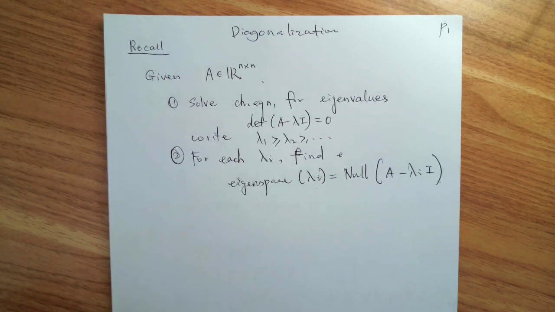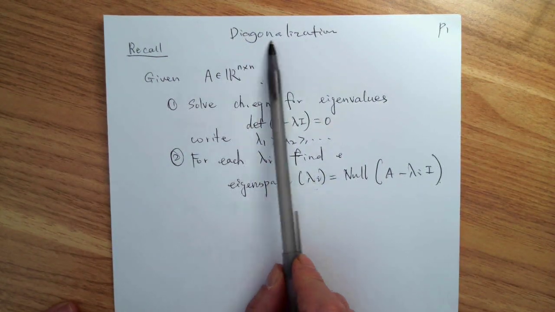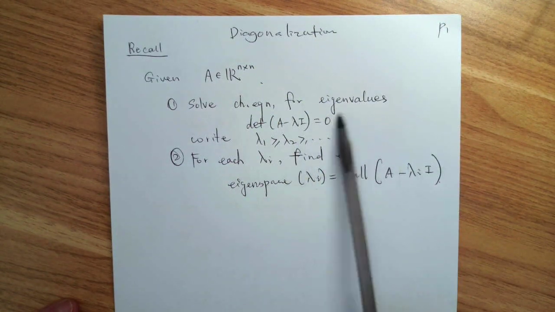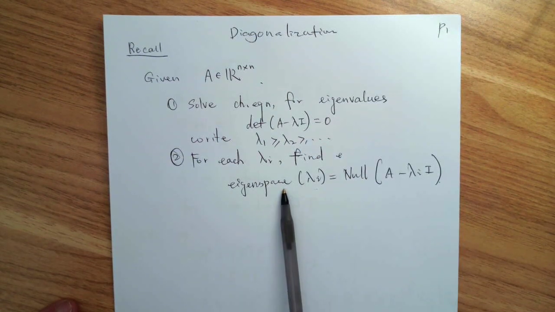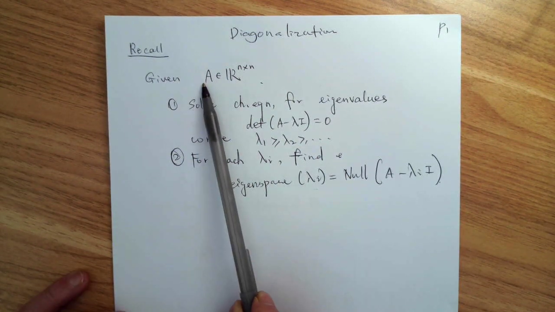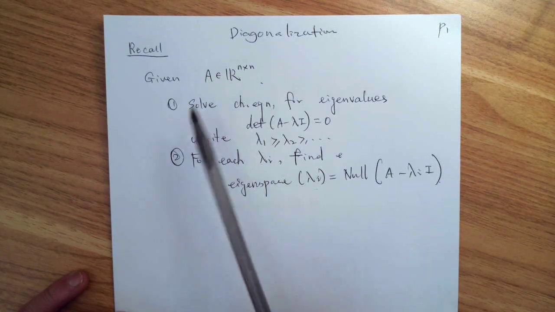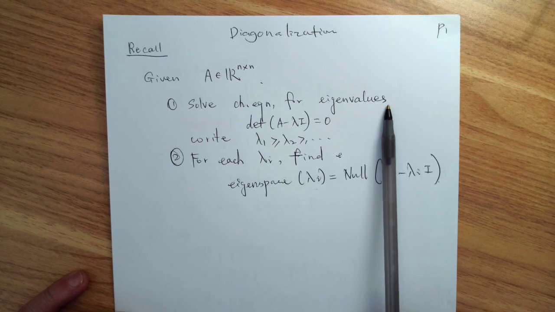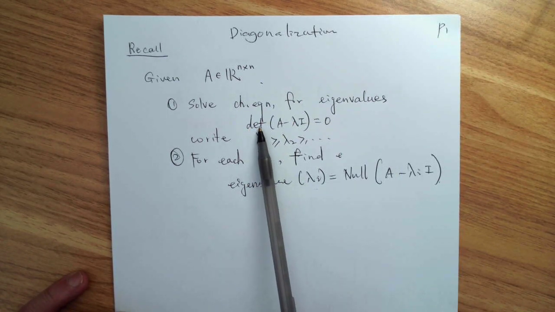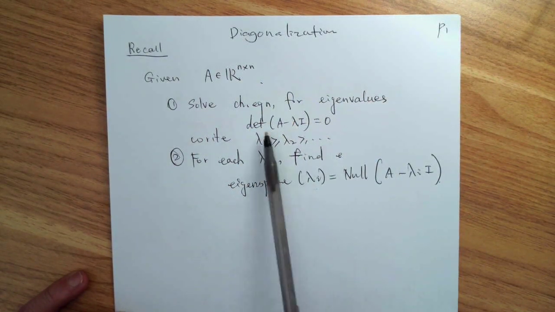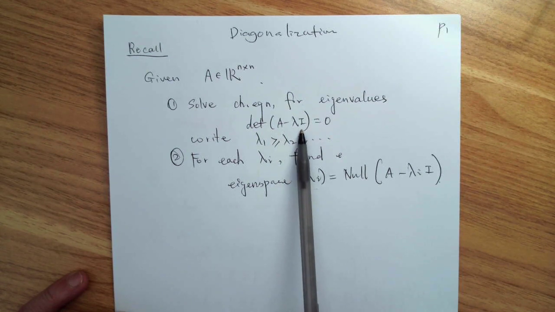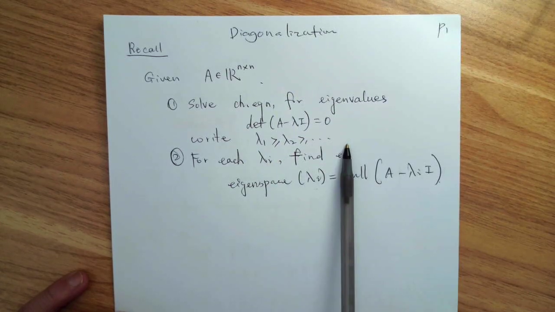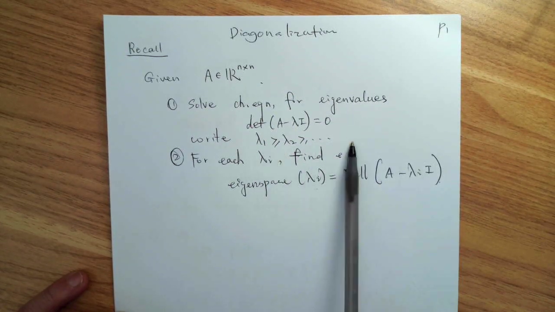Hello everybody. Today's topic is diagonalization. To start with, we want to recall how to find eigenvalues and eigenspaces. So for a given matrix A, square matrix n by n, the first step is to find eigenvalues by solving the so-called characteristic equation given by determinant of A minus lambda I equals 0. And you want to write it in descending order from the largest to the smallest.